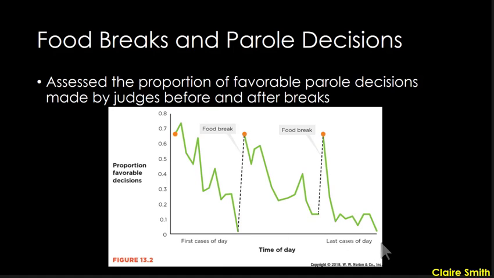hear them throughout the day, and then these dotted lines are when the judge had a food break. And then this is the proportion of favorable decisions on the y-axis. So the higher on the y-axis, the more likely someone was to get parole. Right, so you can see, beginning of the day, the judges were more likely to grant parole. This decreased throughout the day until the food break.